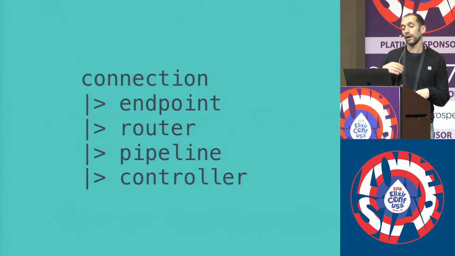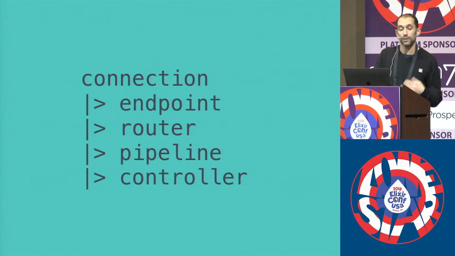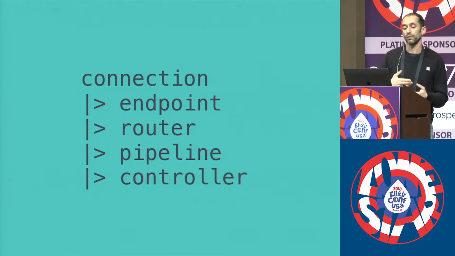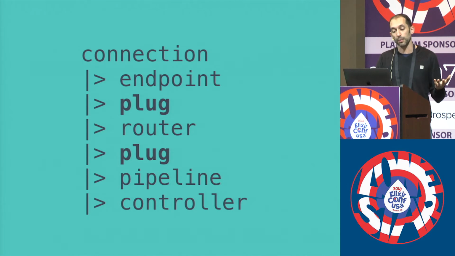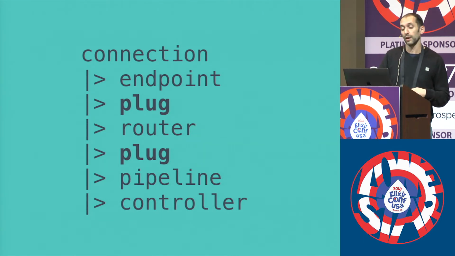So we have the typical request lifecycle is we've got a connection that's being transformed through an endpoint, through a router, through a pipeline, through a controller. It's just being transformed as it flows through the application. And with the plug library, we can actually add into this pipeline. So what we're looking at today applies to anything plug-based. It's not just for Phoenix.